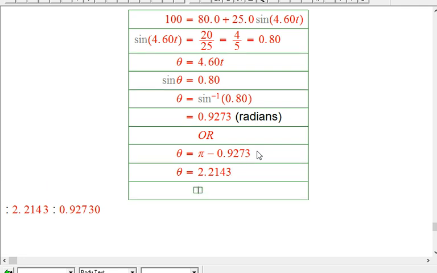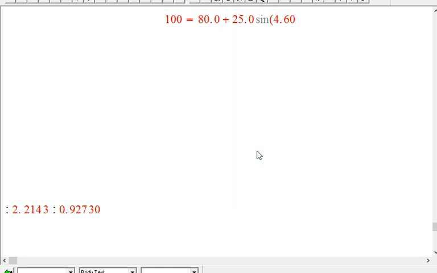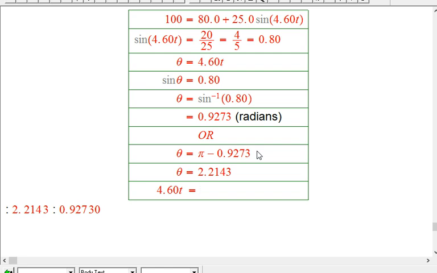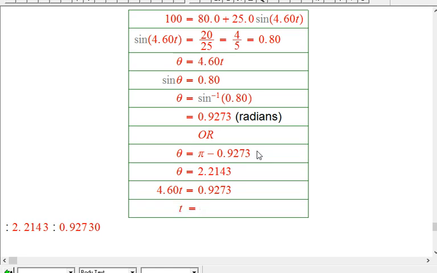So physically, if you're looking at the wind turbine going around, that's the angle you're going to see. But we really care about the time. How long does it take to get there? That's not hard, because we just substitute back in terms of our temporary variable theta. That's going to be 0.9273, that's one of them, and so the time is going to be 0.9273 over 4.60.